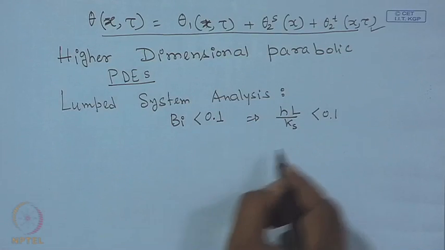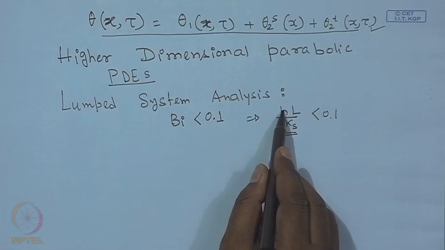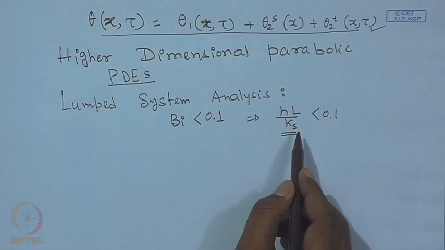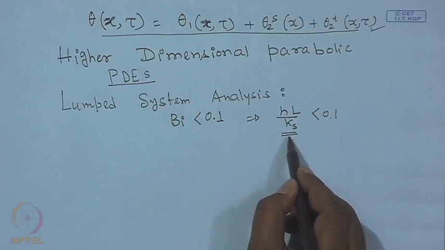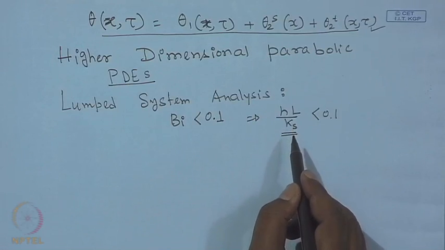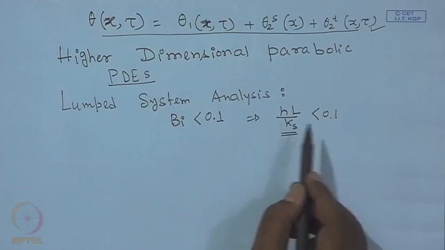So, that means conductivity is so high corresponding to the convective heat transfer coefficient. This being less than 0.1 means this thermal conductivity of solid is at least one order of magnitude higher compared to the convective heat transfer coefficient. That simply means, since the conductivity of the solid is pretty high, the temperature at different parts of the solid becomes almost instantaneously uniform.